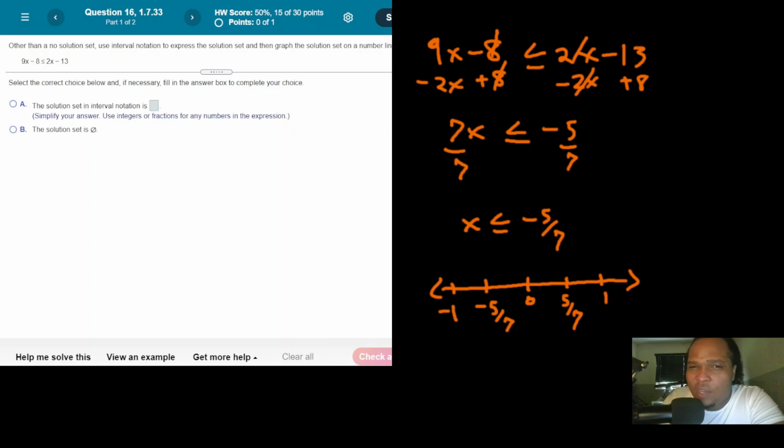And let's read our inequality. X is less than or equal to -5 over 7. Here's -5 over 7. We have the equal to, and it is less than, so it's going to shoot that way towards negative infinity. And that's it. So this is negative infinity all the way up to -5 over 7.